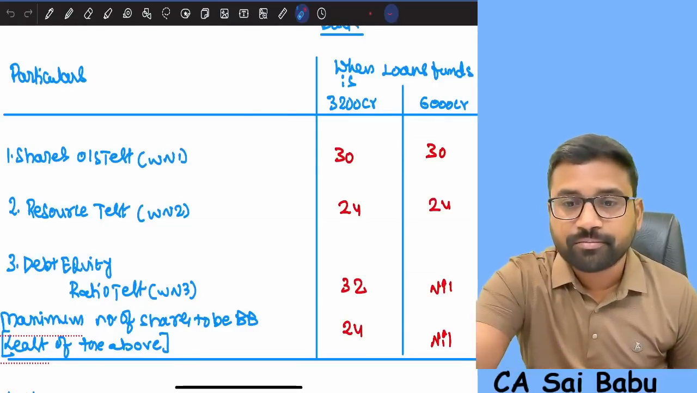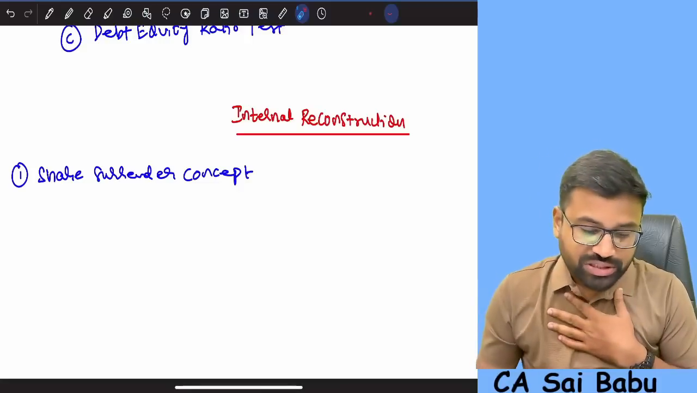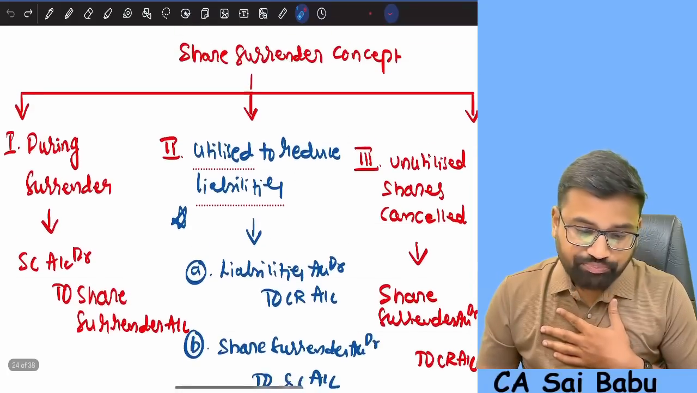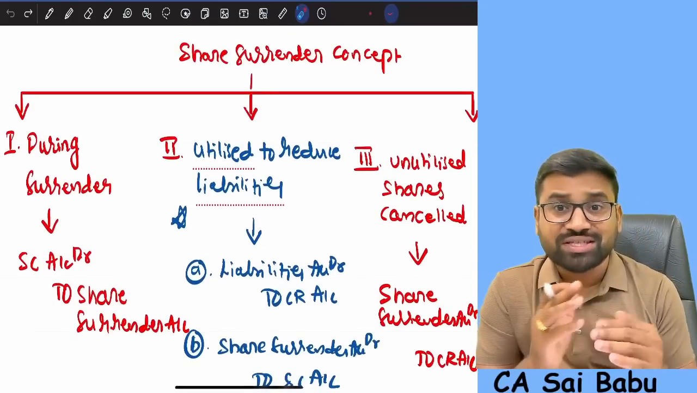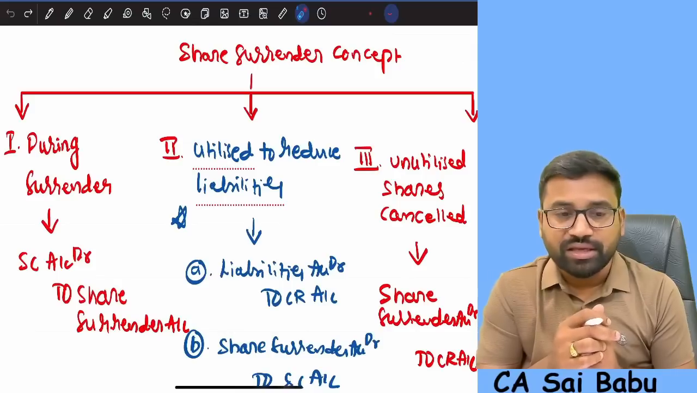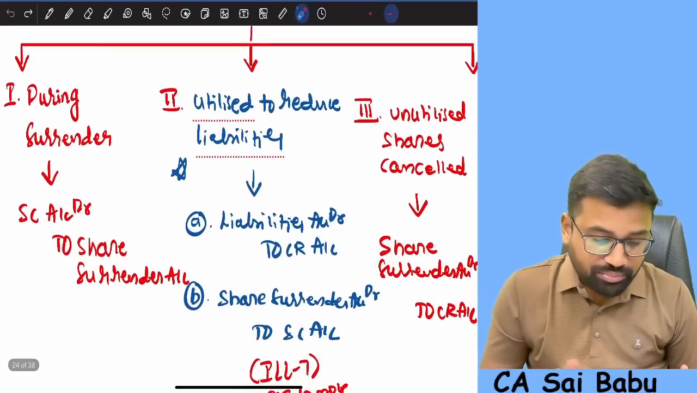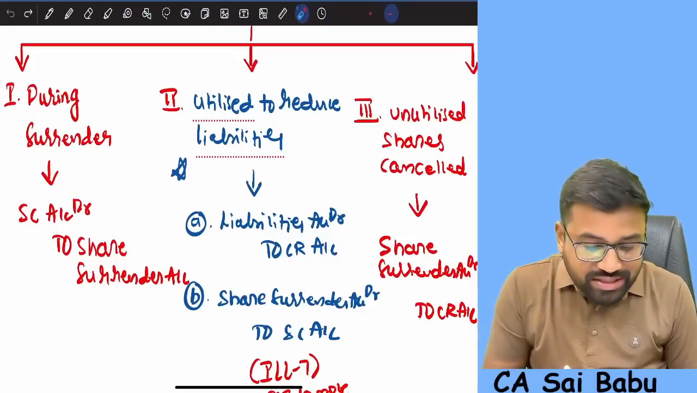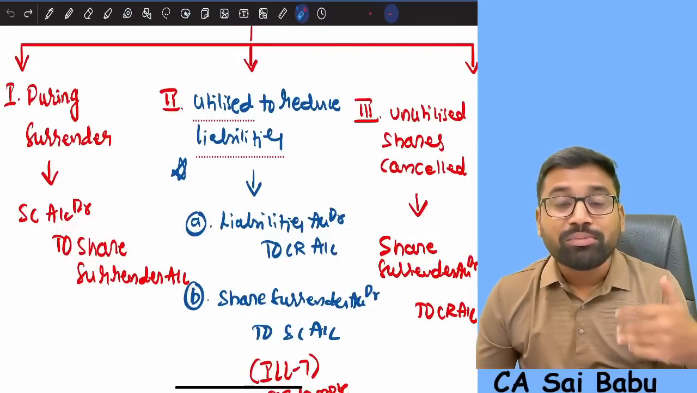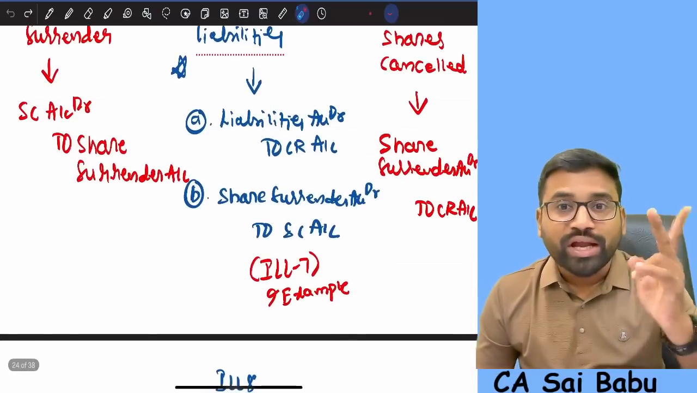That's it. Next, in internal reconstruction, I am going to cover one important adjustment, sir, that is the share surrender concept. During the internal reconstruction scheme, if any of the existing shareholders surrender any of the shares to the company, share capital account debit to share surrender account. Company will write share capital to share surrender account. Now, this share surrender account may be utilized by the company to settle the liabilities.